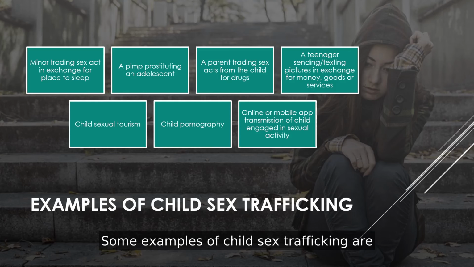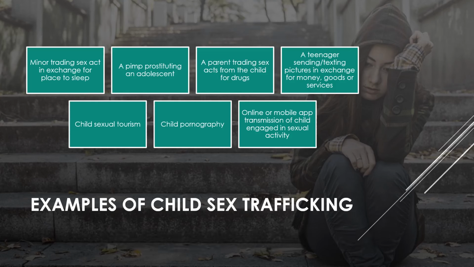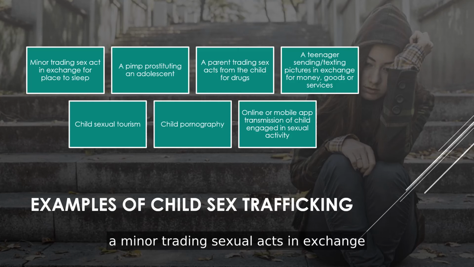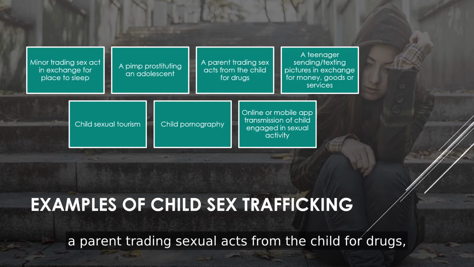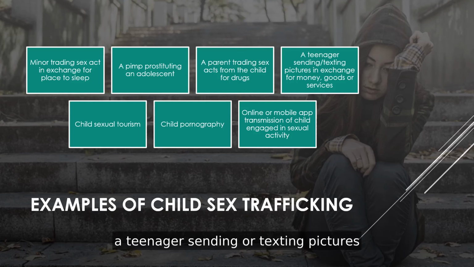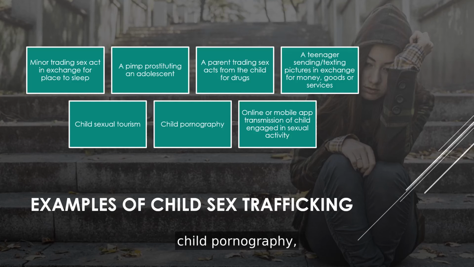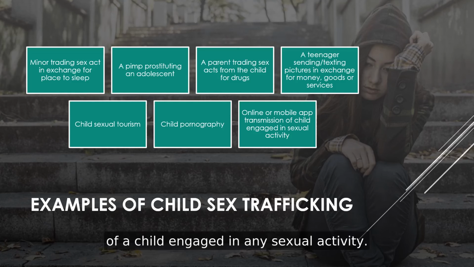Some examples of child sex trafficking are a minor trading sexual acts in exchange for a place to sleep, being prostituted as an adolescent, a parent trading sexual acts from the child for drugs, a teenager sending or texting pictures in exchange for money, goods, or services, child sexual tourism, child pornography, and online or mobile app transmission of a child engaged in any sexual activity.